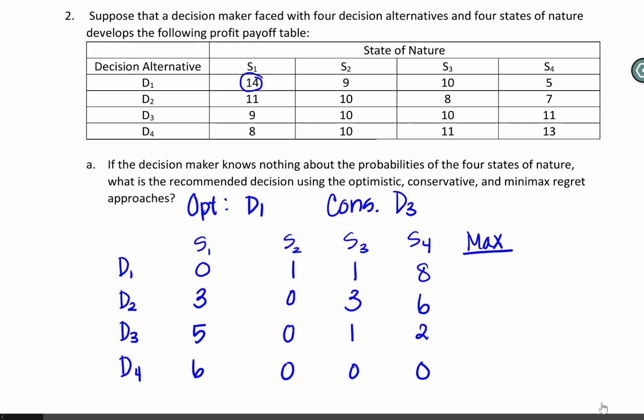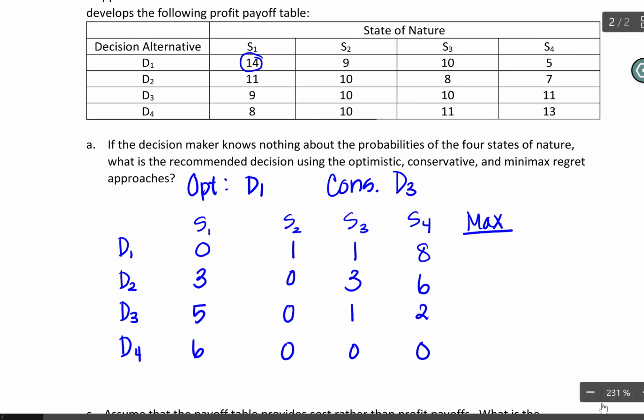Now we need to take a look and figure out what is the maximum value that goes along with each decision alternative. So if we look at decision 1, our max value is 8. Decision 2, the largest number, the max value is 6. Decision 3, 5, and decision 4, our max value is 6.